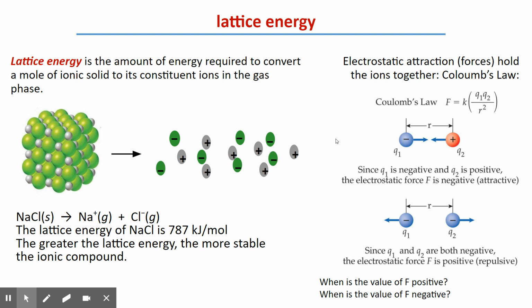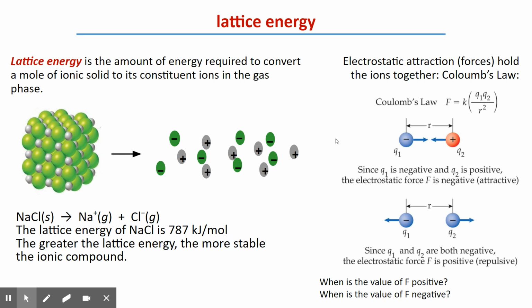If you take Q1 times Q2, a negative times a positive, you're always going to get a negative, right? And you guys know that a negative and a positive attract. So anytime you get a negative number, you're going to have an attractive force. The opposite is also true. If you had two negatives, they're going to repel each other. If you had two positives, they're going to repel each other.